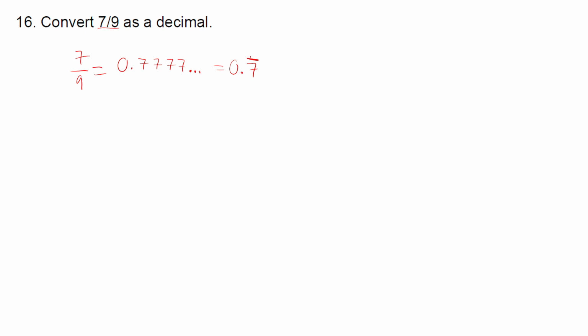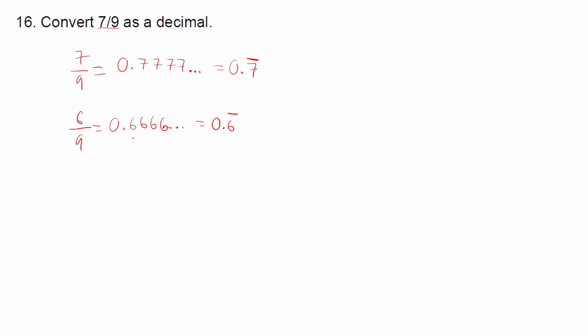So maybe let's try a different example. What if we have 6 over 9? Same thing. It will become 0.666 and so on and so forth, or 0.6 with the bar on top.